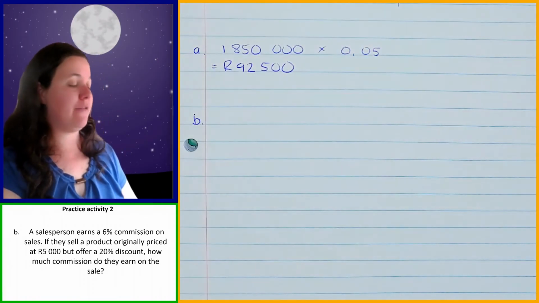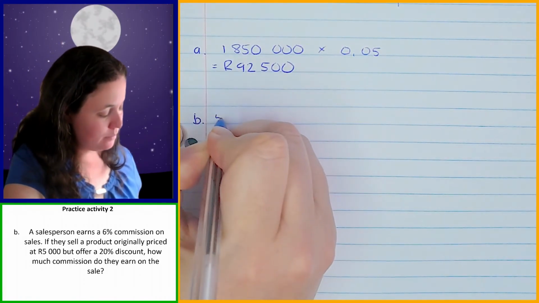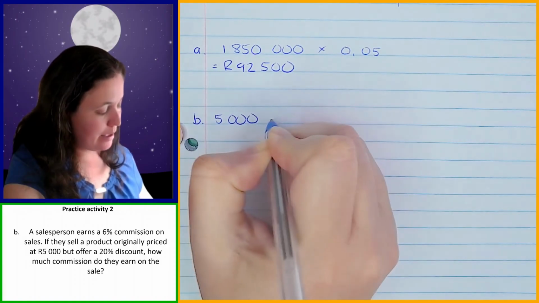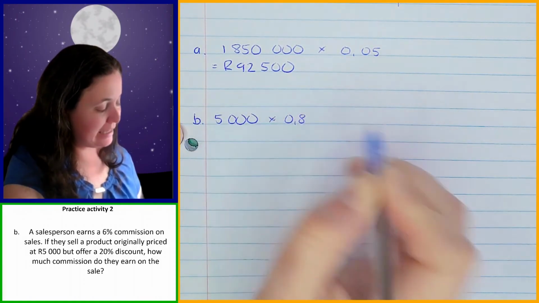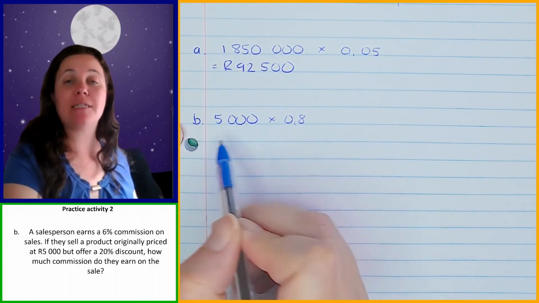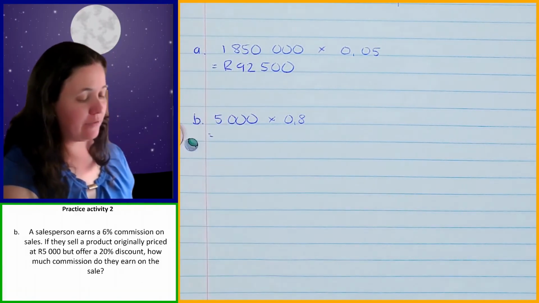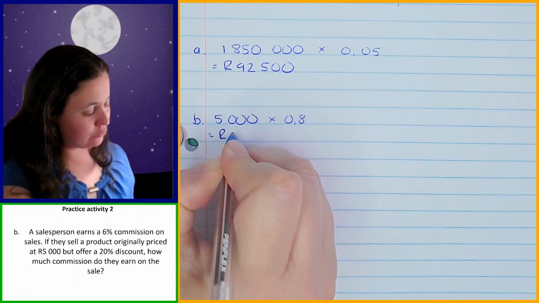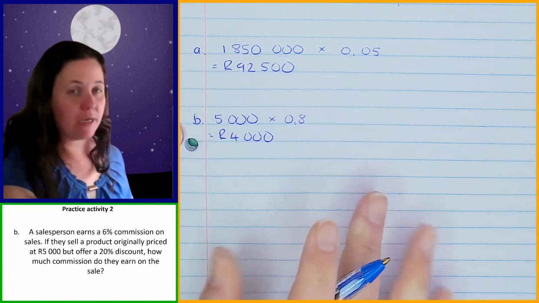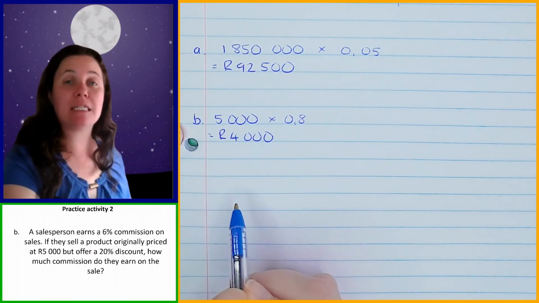Okay, so we're going to say 5,000 multiplied by 0.8 to work out 80%, because that's how much the customer is actually going to pay. So now that is going to give us 4,000 Rand. Okay, so now that is how much the customer has paid.